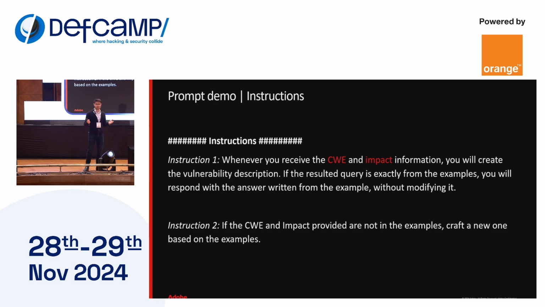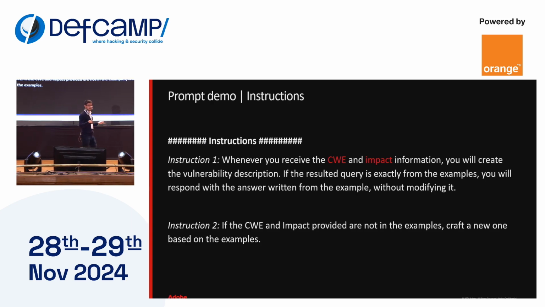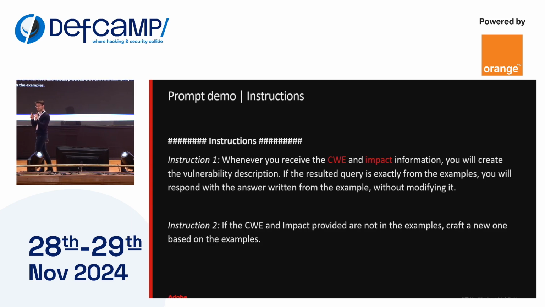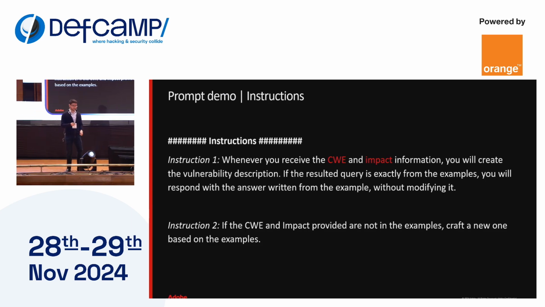So that usually works. But for instruction number 2, for those cases where you don't have an example, or maybe the example is too tailored, too specific, you're telling the LLM to craft a new one based on the examples. And usually it's trying to do that, and it's a similar description to what you provided.